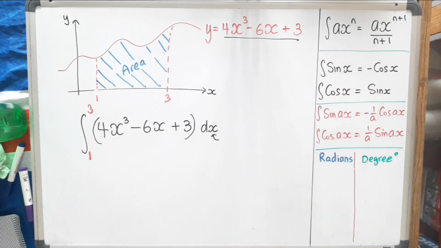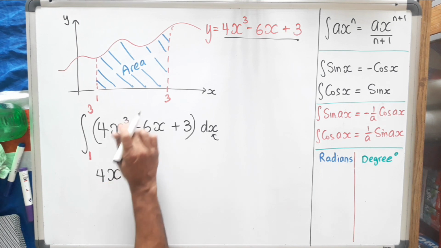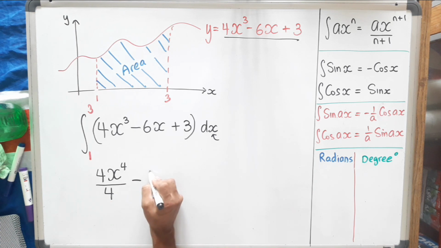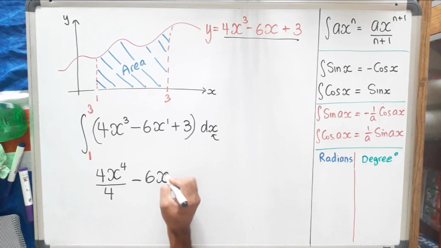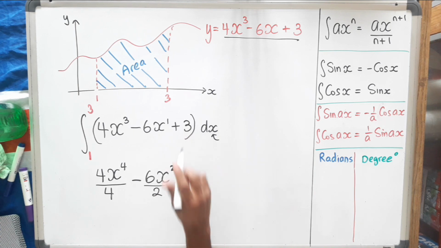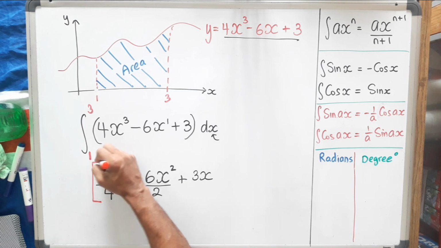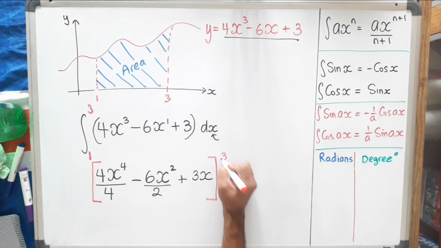We're going to use this formula here. This is the one where you add 1 to the power and divide by the new power. So 4x cubed: add 1 to the power, you will get 4, divide by the new power. Minus 6, remember the x here has a power of 1, that's understood. You're going to add 1 to the power and divide by the new power. And if you have a constant by itself, when we integrate it, we just put back the letter x because we're integrating the letter x. So we are finished integrating. You put your big square brackets, 3 and 1.